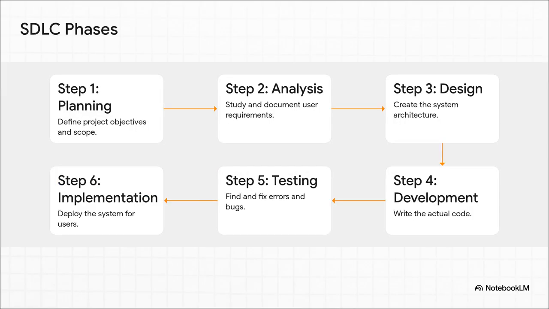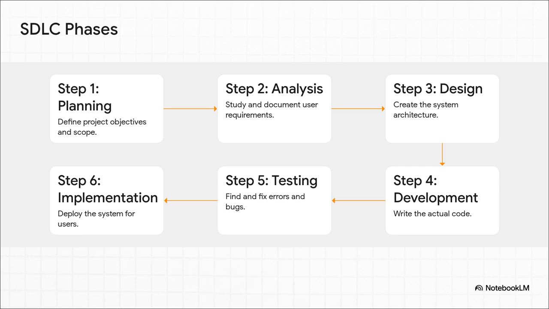So how do you actually build a huge new software system from scratch without it completely falling apart? Well, you follow a roadmap, a structured process called the SDLC, the System Development Lifecycle. It's a logical journey. First, you start with planning. You figure out what you're trying to build and if it's even possible. Then you do an analysis of what the users actually need.